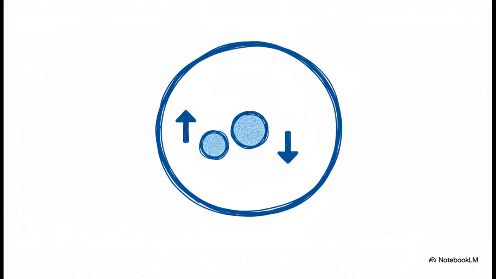Helium is the perfect example. Both of its electrons are in the same 1s orbital. So their first 3 quantum numbers, their address, are identical. So how do they avoid being identical twins? It all comes down to their spin. One has a spin of positive 1/2, and the other has a spin of negative 1/2. That tiny difference is all it takes to satisfy the rule and let them coexist peacefully in the same room.